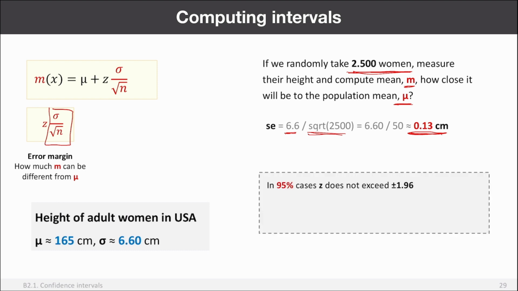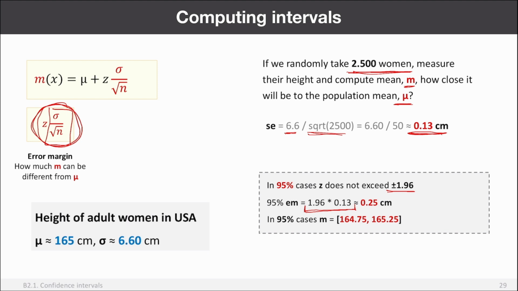Now, we know that in 95% of cases, the Z score is limited by plus minus 1.96. This is something about the normal distribution that we already learned. What it means is that we can use these boundaries and compute an interval of possible m values that we can get in future, right? So first of all, we compute the error margin. Because the interval is plus minus 1.96, I simply take 1.96 times 0.13. That's exactly the error margin, right? It's the maximum z-score times the standard error.